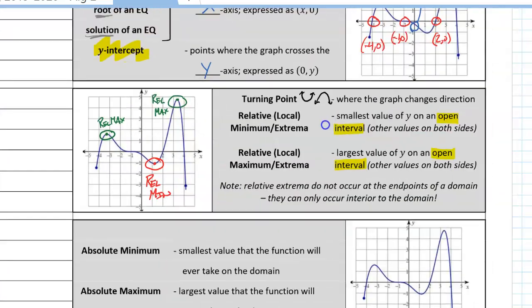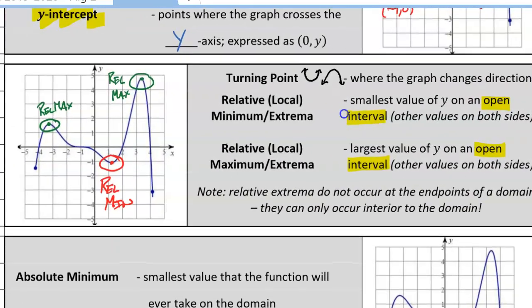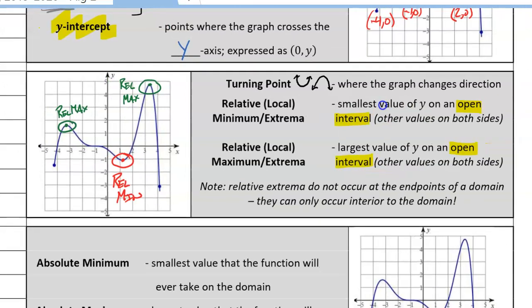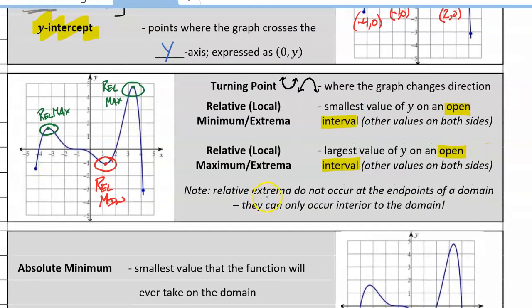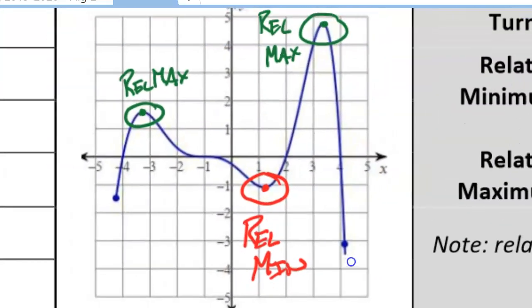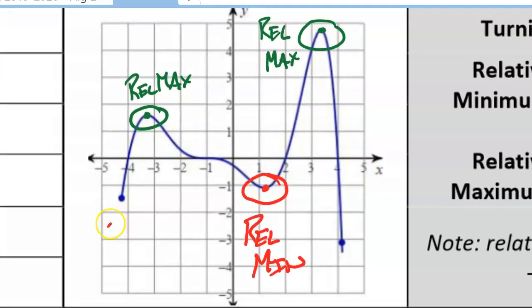Okay? One thing to note about relative mins and relative maxes that's very important is that extrema, so relative mins or max, do not occur on the endpoints of a domain. They only occur in the interior. So going back to my graph, I did not label these 2 points as relative mins or relative maxes.